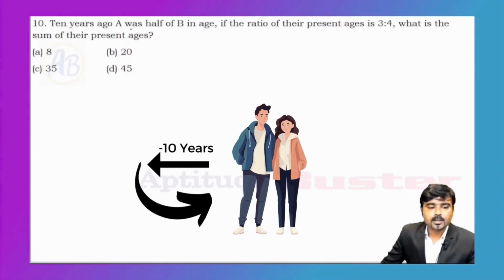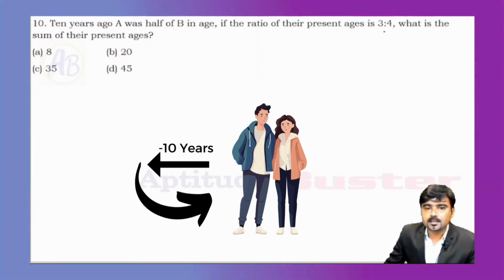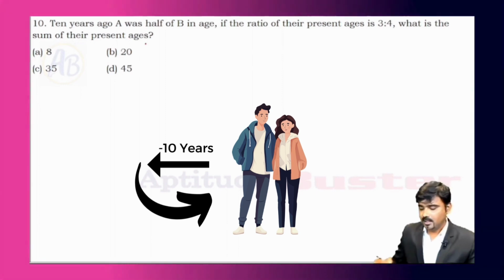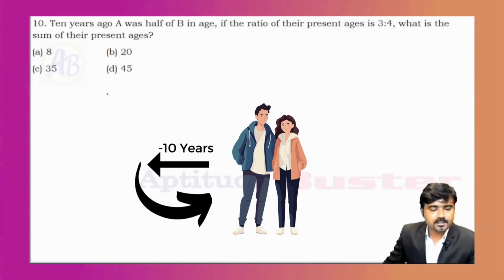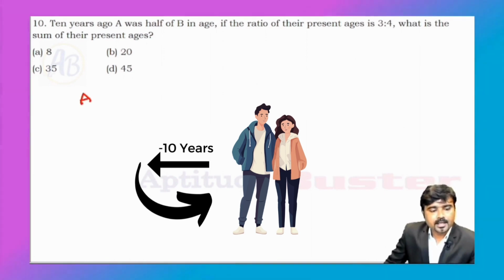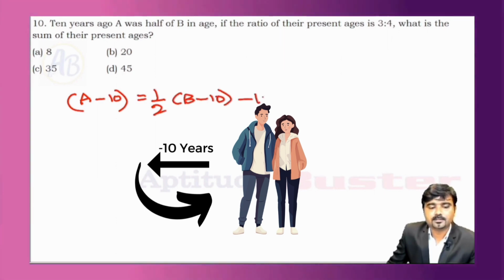10 years ago, A was half of B in age. If the ratio of their present ages is 3:4, what is the sum of their present ages? I am going to tell you 2 methods. The first method is using the normal equation. A minus 10 is equal to half of B minus 10. Am I right? This is the first equation.